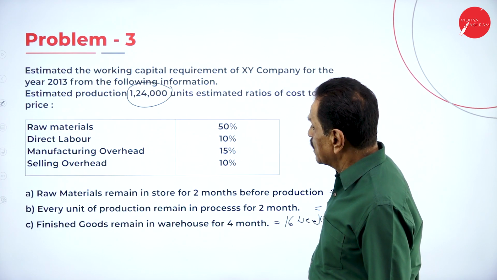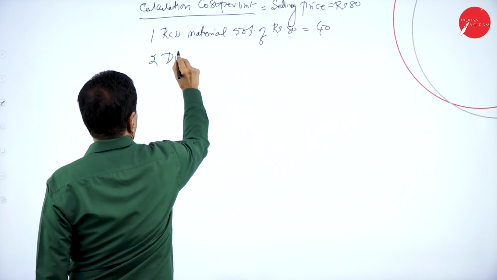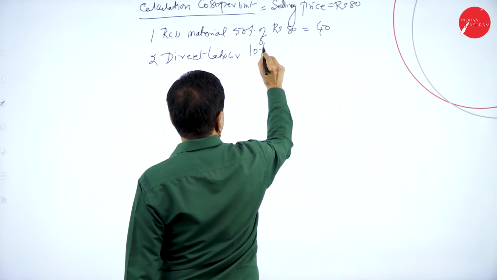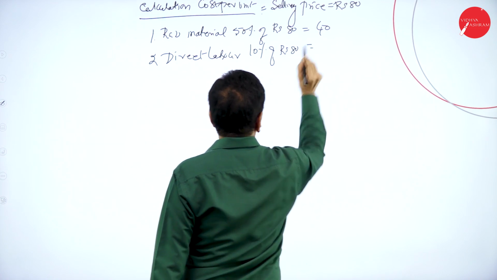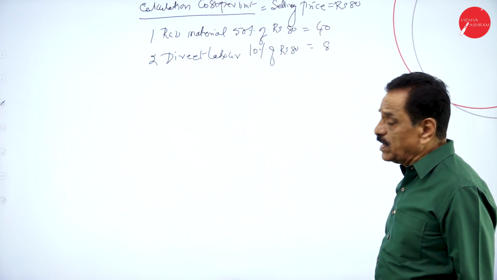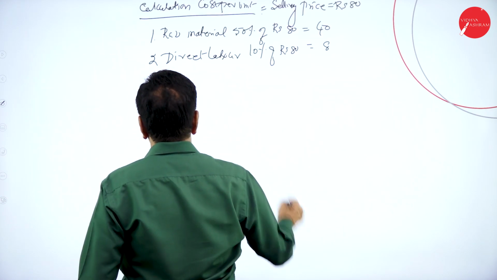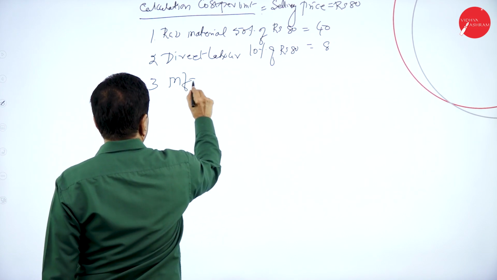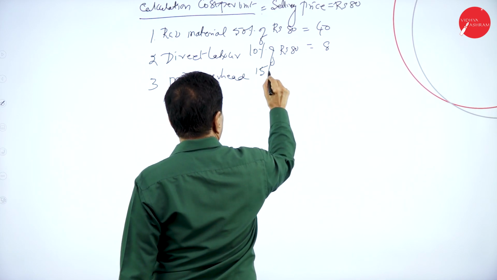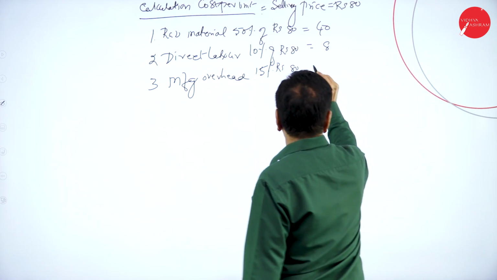Number 2, direct labor 10%. 10% of rupees 80 is 8 rupees. Manufacturing overhead is 15% of rupees 80. 10% is 8, 5% is 4, so it means 12 rupees.